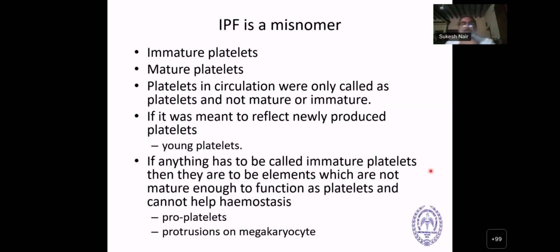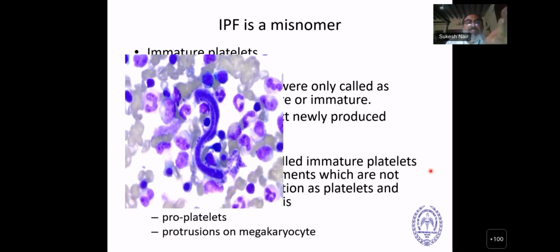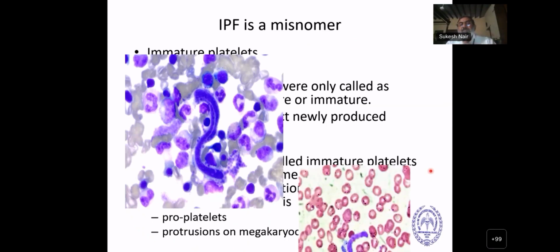So immature platelet fraction is actually a misnomer because all our life we have not called platelets mature platelets. So there's no point in calling them immature platelets. If you want to call something immature which does not function properly, you can probably call these platelets, which are not functionally important at the site of hemostasis, immature platelets. They can sometimes be found in peripheral blood also.